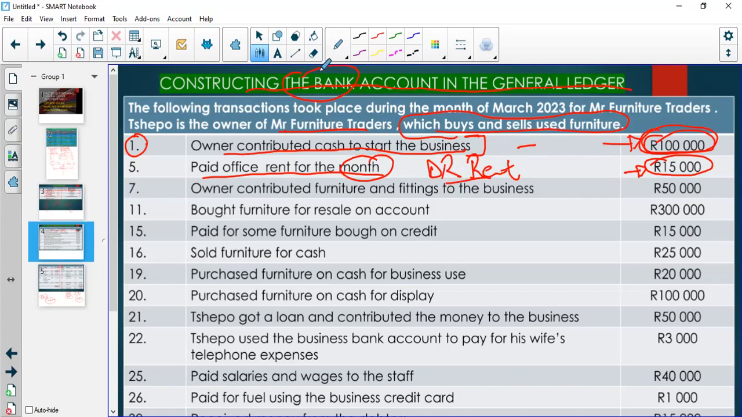But remember, we are constructing the bank account only. So you're going to leave the portion of the rent, and construct the bank account. So we're going to credit the bank account because this money went out.